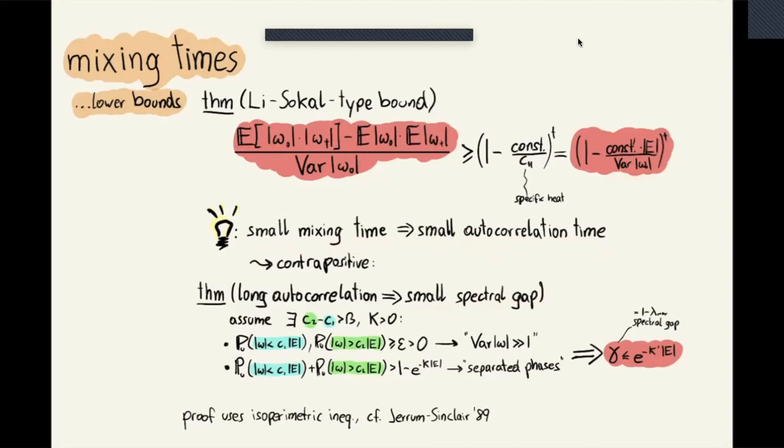So this we can do under one additional assumption. The first assumption here essentially tells you that the variance of the number of links is big. And then under the additional assumption that we really have separated phases, we can use some isoperimetric inequalities to prove that the spectral gap decays exponentially in the system size. So this means we have really slow mixing.